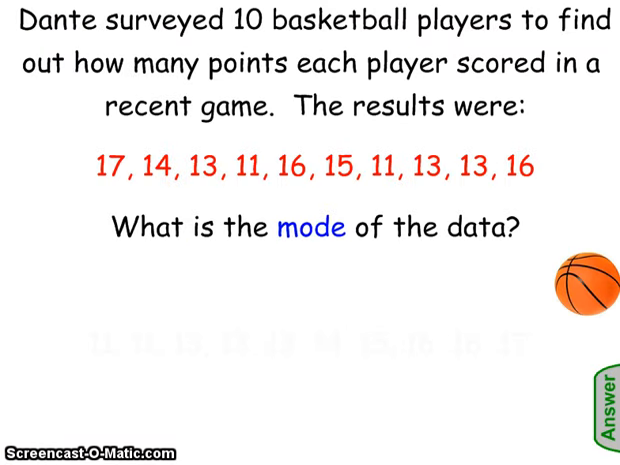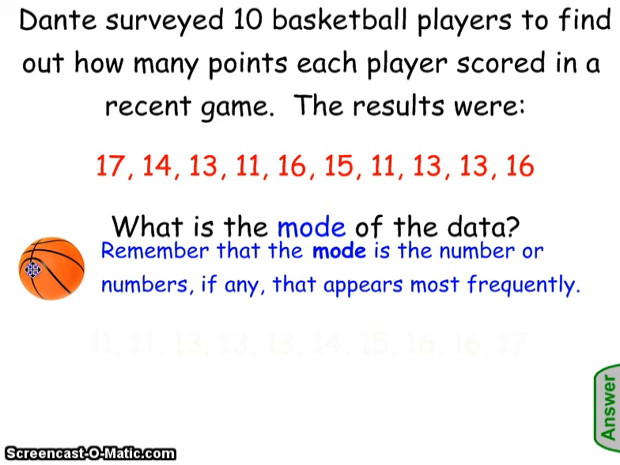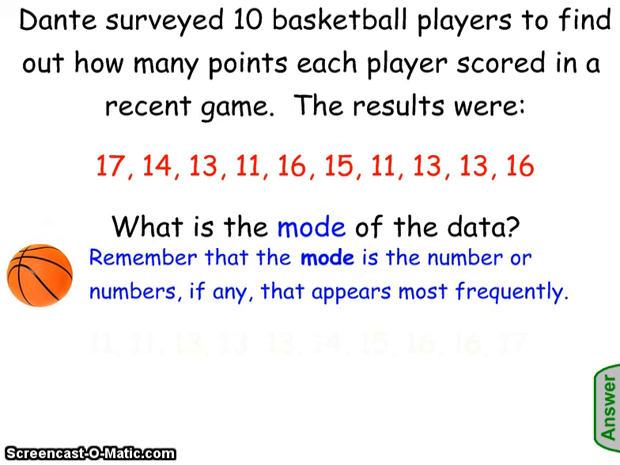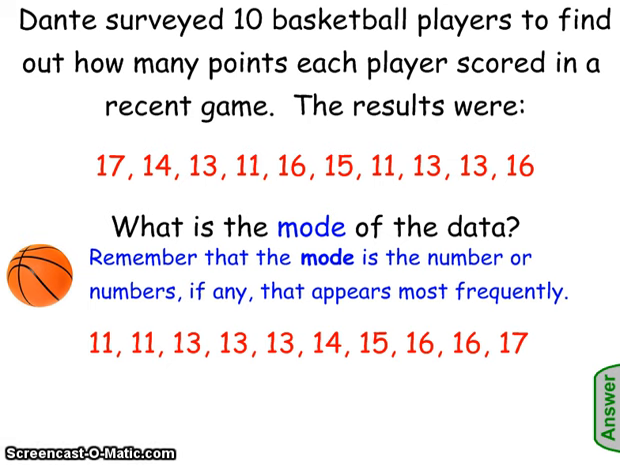Dante surveyed 10 basketball players to find out how many points each player scored in a recent game. The results are shown. The question is, what is the mode? Remember that the mode is the number or numbers, if any, that appear most frequently. The best way to find mode is to first put your numbers in order from least to greatest.